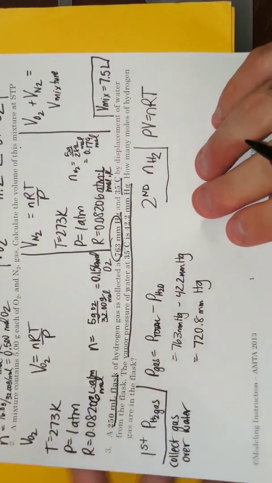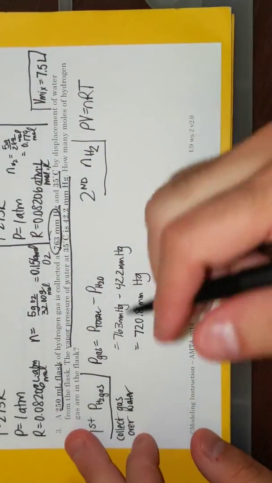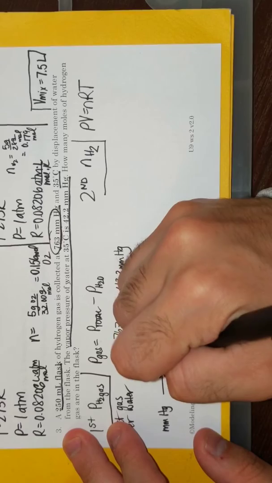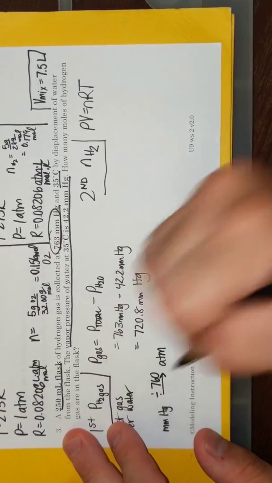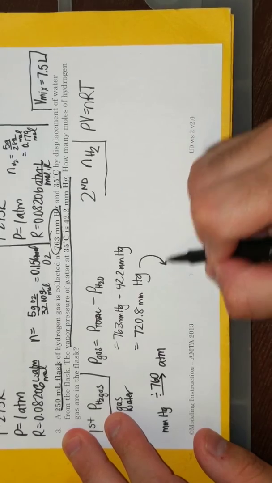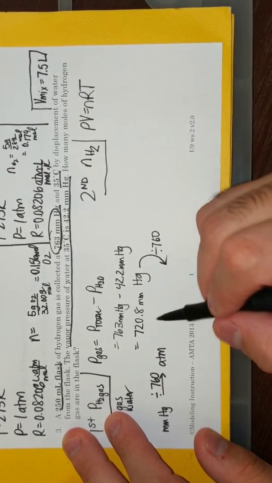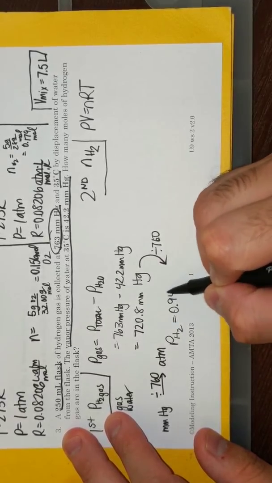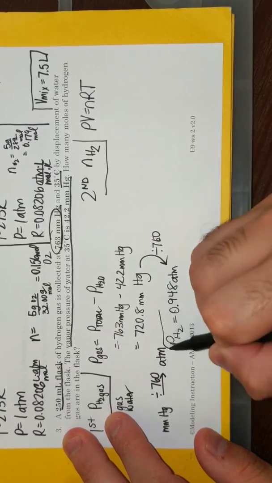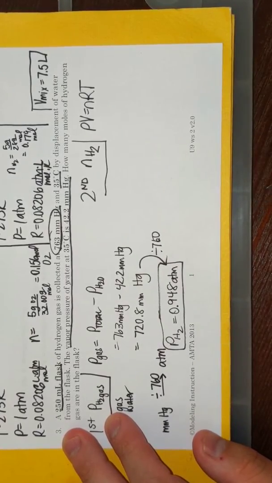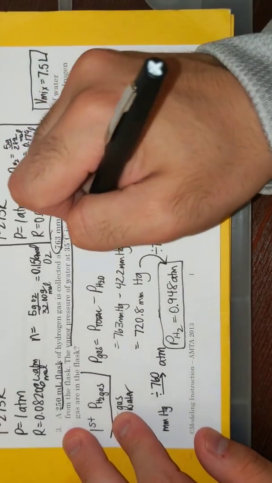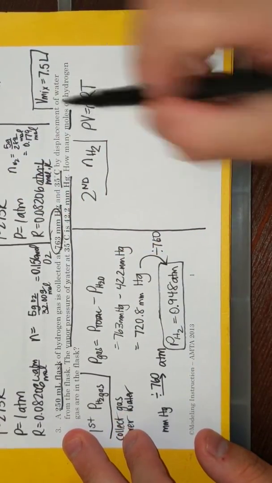And then, by the way, side note, because eventually if I need this for PV equals nRT, I need atmospheres. To go from millimeters of mercury to atmospheres, you divide by 760. So I'm going to divide by 760, and I get my pressure of hydrogen is 0.948 atmospheres. Okay, so now I have my pressure of hydrogen gas, which is 0.948 atmospheres, or 720.8 millimeters of mercury. Now I'm ready to move on to the next part where it says how many moles of hydrogen.